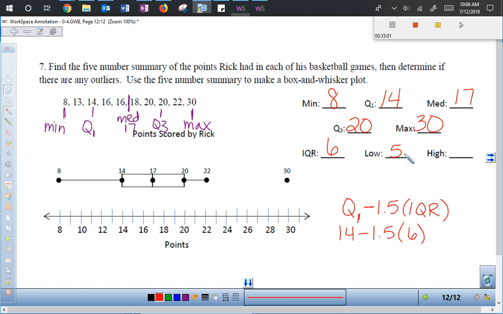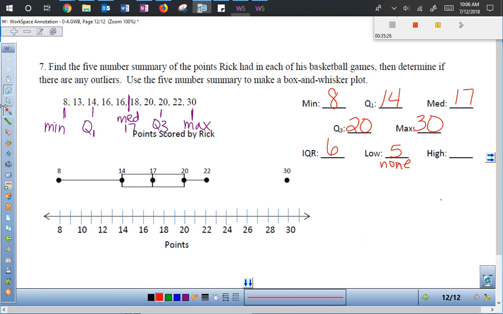So if I look, none of these numbers are lower than 5. So I don't have any low outliers. So since the low outlier boundary is 5 and I don't have one, I'm going to come down here below it and just put none, because that helps me to understand I don't have any outliers. Now to find the high outliers, I need to take the third quartile and add 1.5 times the interquartile range. Now I'd like you guys to pause the video and find the high outlier on your own.